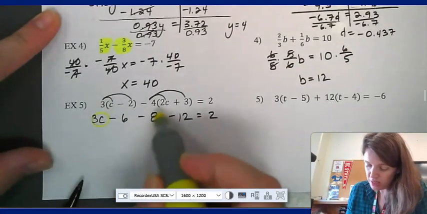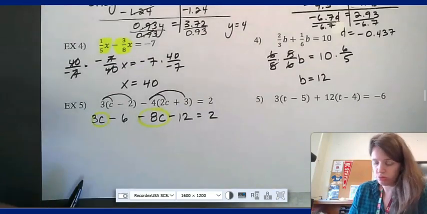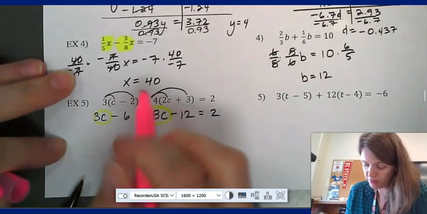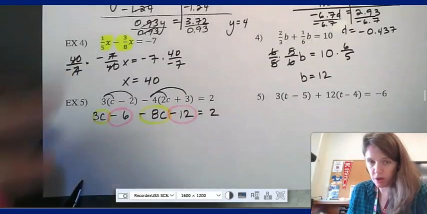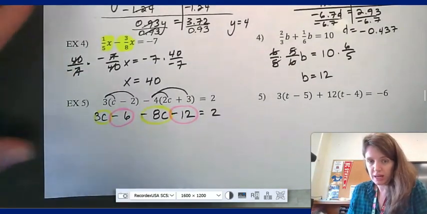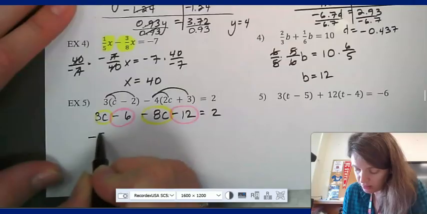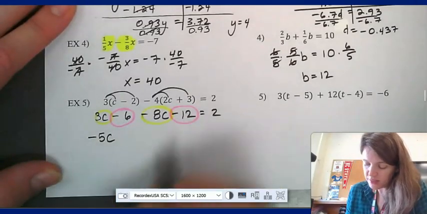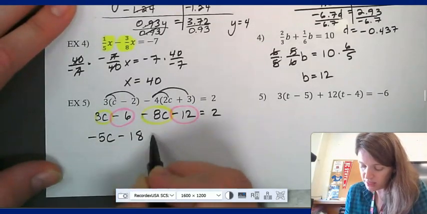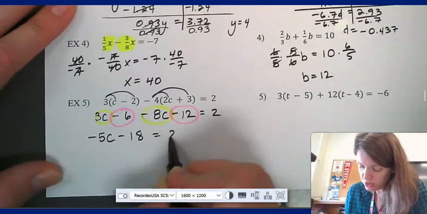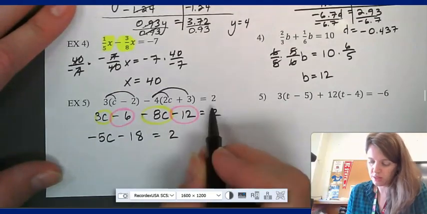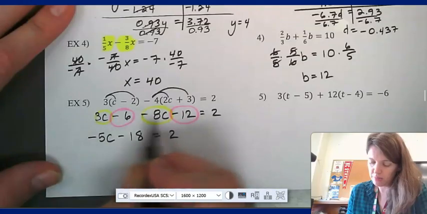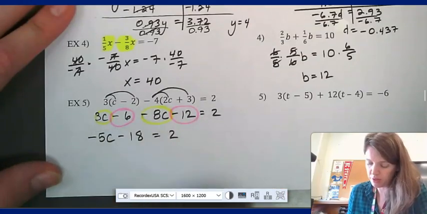So 3c and negative 8c, those are 2, and then negative 6 and negative 12 are going to go together. 3c and negative 8c is going to give you a negative 5c, and negative 6 and negative 12 is going to give you a negative 18. Still equals 2, because this did not change. I only combined my c's and combined my numbers by themselves.